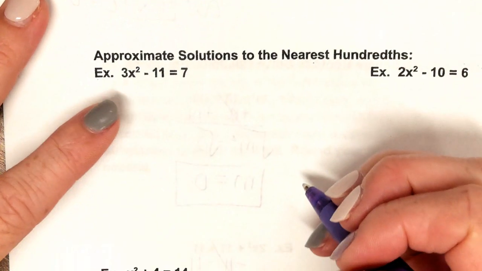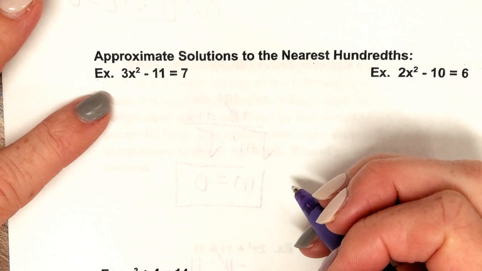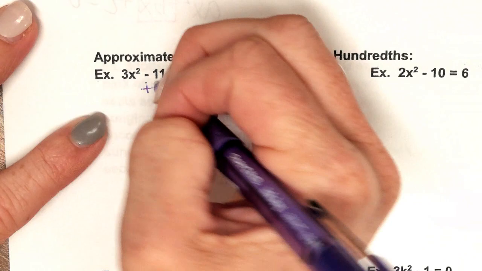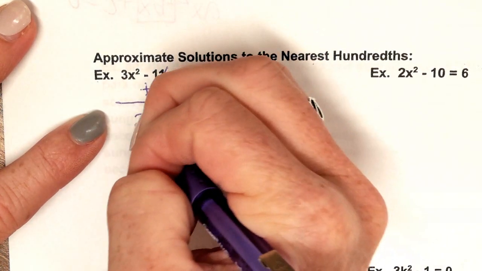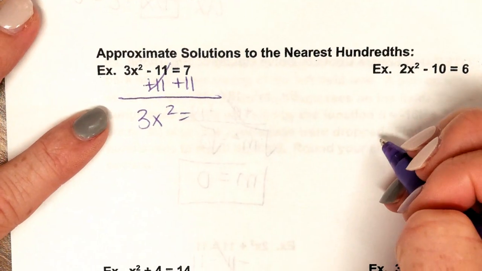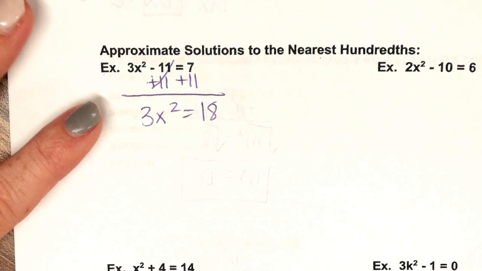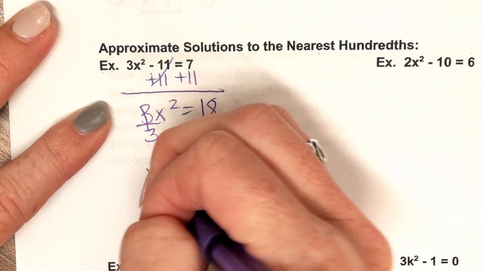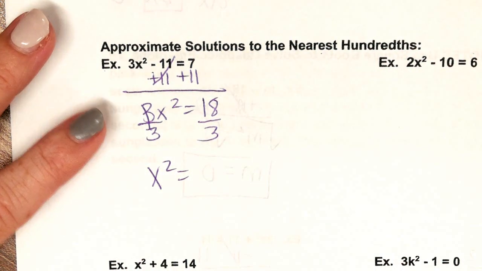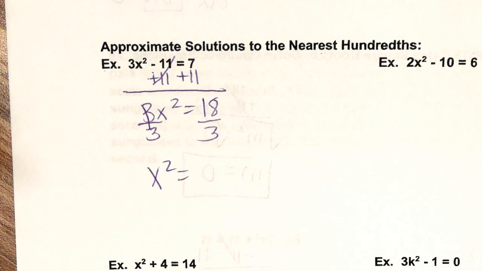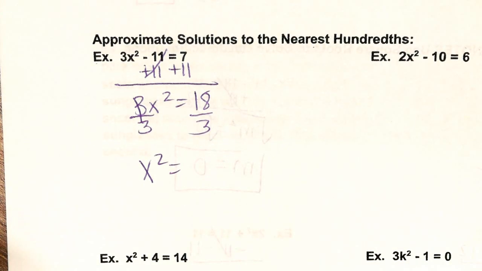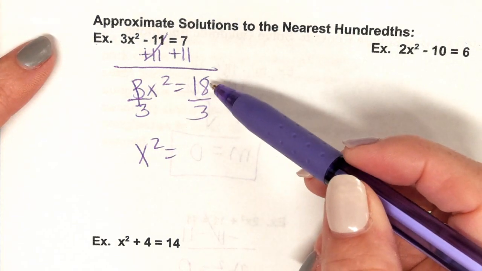How would I isolate the x? Ooh, what do I have to do first? Add 11. So I have 3x squared equals, and 7 plus 11 is 18. Now how do I isolate the x? Divide by 3. So I have x squared is equal to, and what's 18 divided by 3? Why didn't I go ahead and square root? Because they're not perfect. Y'all agree? You cannot square root 18 and get a perfect number. Everybody agree? Okay, so I'm just going to leave it as 18 thirds, which is 6.